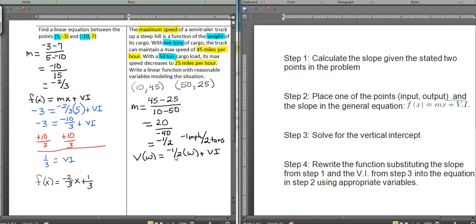Now we're going to substitute some points in. As you can see, we calculated this out. Our vertical intercept is 50, and then this is our function.